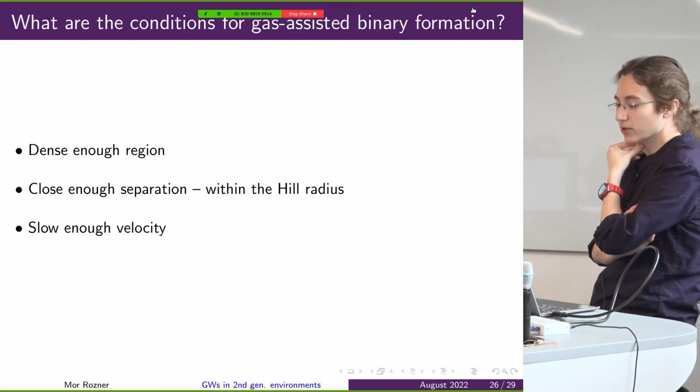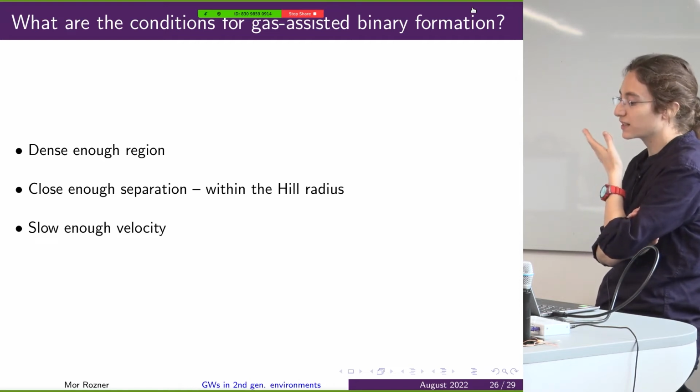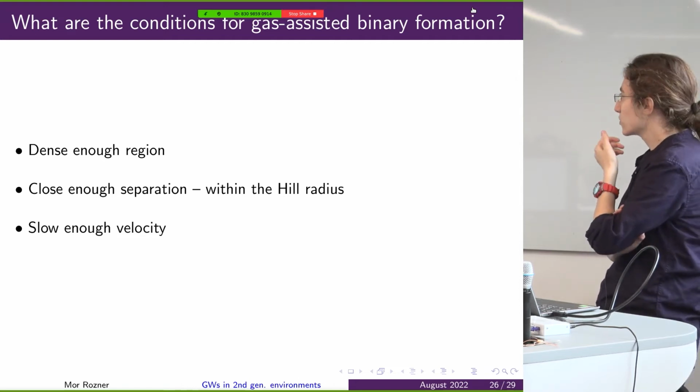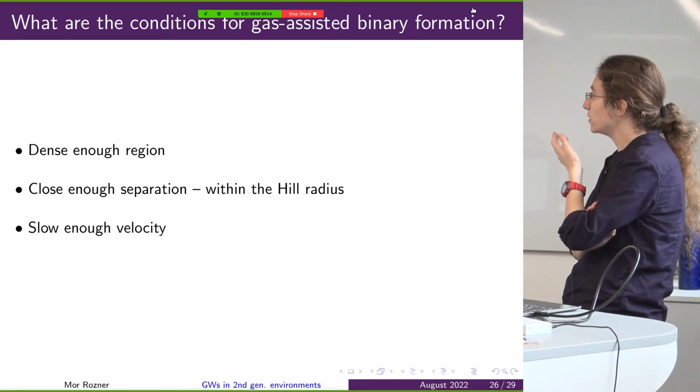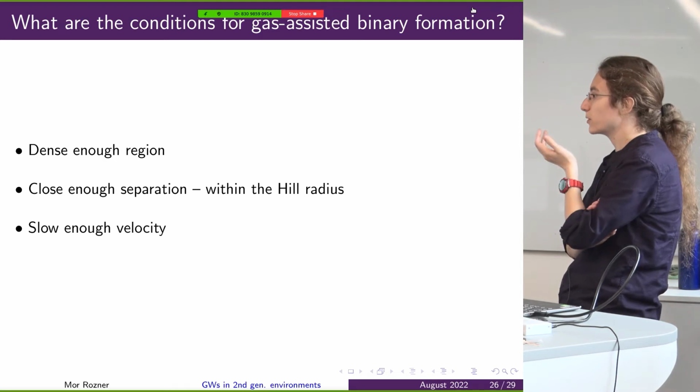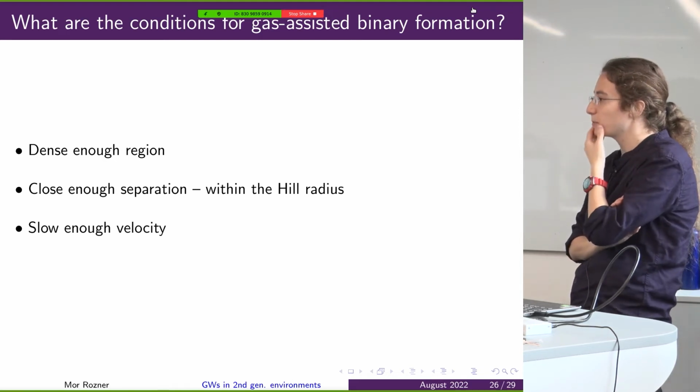So now you should ask yourself, what will be the conditions for gas-assisted binary formation? First, you have to have a dense enough region in terms of stars and gas, because if you don't have one of them, you can't form a binary.